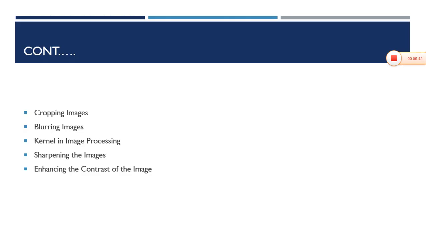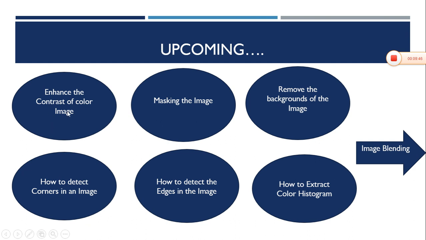In my next session, I will be dealing with how we enhance the contrast of a color image, what masking the image is, and how we remove the backgrounds of an image, which is very important, and how we detect the corners of an image and how edges are detected, and how to extract the color histogram, and finally how we combine two images using image blending.